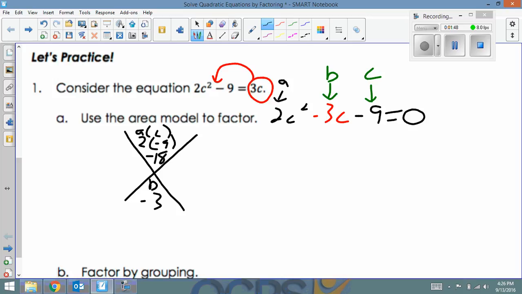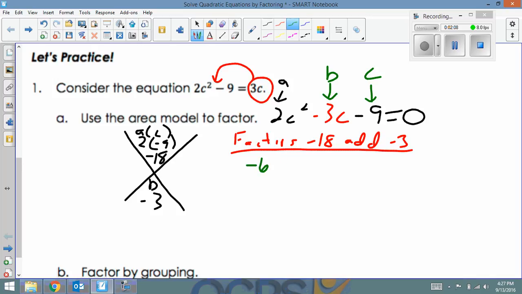And what we're looking for on the sides are numbers that multiply to get negative 18, but add to get negative 3. So we're looking for factors of negative 18 that add to get negative 3. Okay, and the two that come to mind for me are negative 6 and 3. When I add those together, I do get negative 3, so that works. Those numbers are going to be written on the sides of my X.